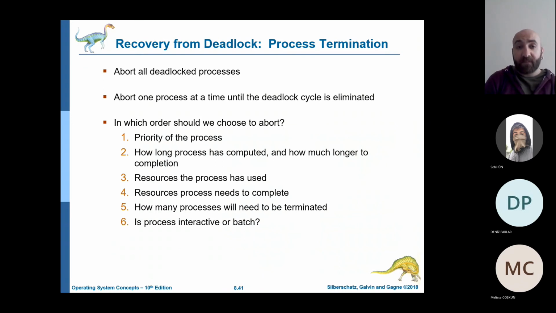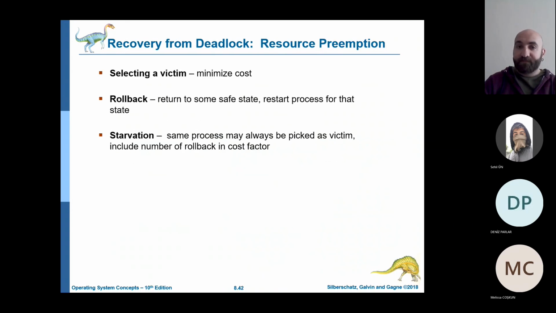How many and what types of resources the process has used, for example, whether the resources are simple to preempt. How many more resources the process needs in order to complete. How many processes will need to be terminated, and is the process interactive or batch? So these are the questions before choosing the process we are going to abort.